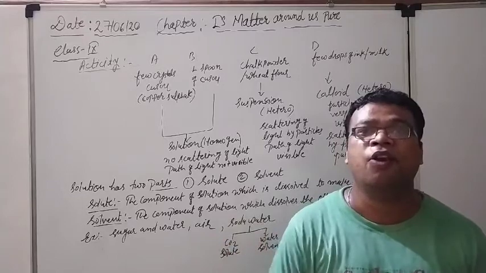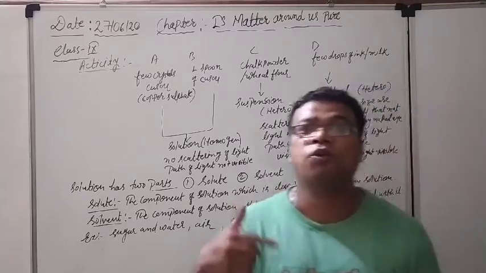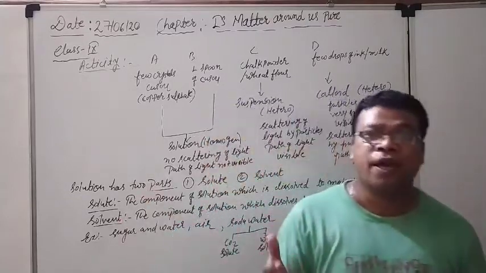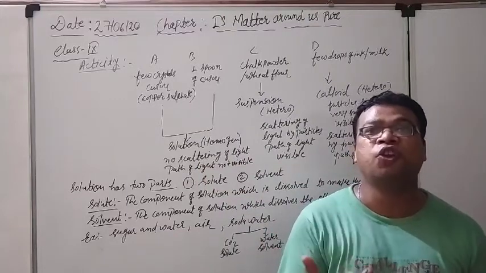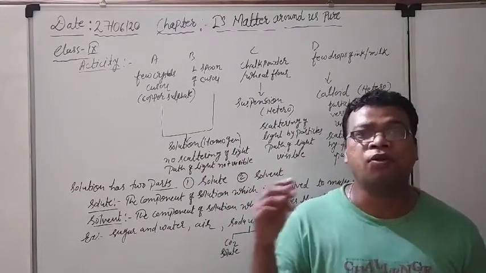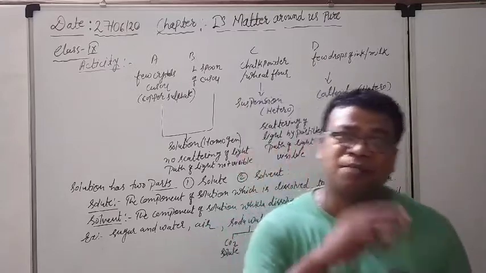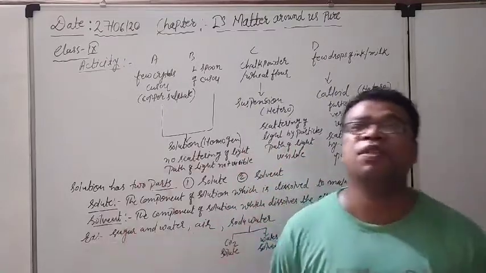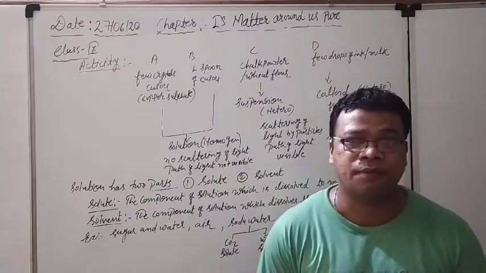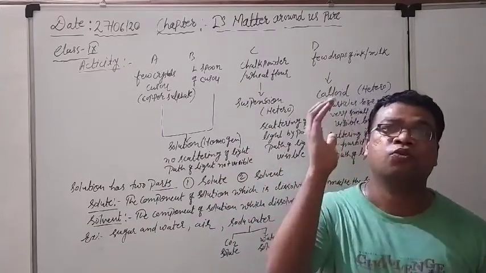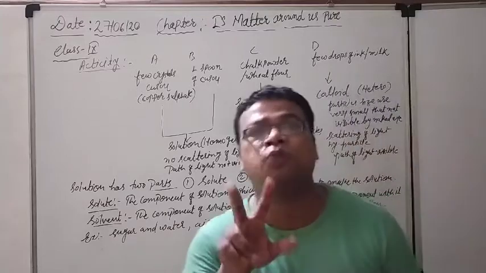Actually, alloys are also homogeneous mixtures. And what is an alloy? An alloy is a mixture of two or more metals or non-metals. When one metal is mixed with another metal, or mixed with a non-metal, such a formation is known as an alloy. So a solution may also be formed by two solids.